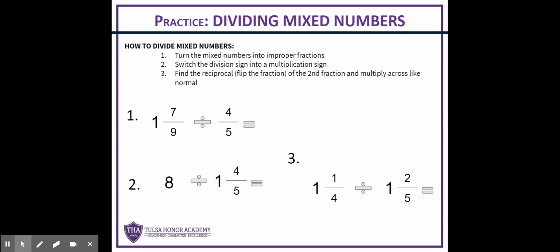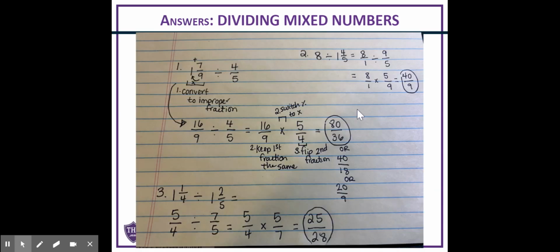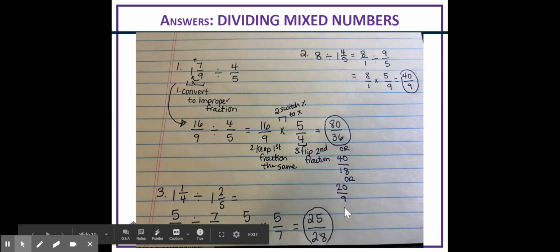All right, so if you're on this part of the video, this is where I have our answers for the practice for dividing mixed numbers. Number 1 is 80 over 36, or if you tried simplifying it, you could have gotten 40 over 18, or 20 over 9. For number 2, we have 40 over 9, and then for number 3, we have 25 over 28.